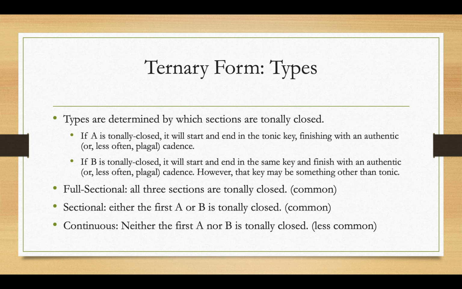Continuous ternary means that neither the first A nor the first B is tonally closed. This is less common than the other two options, but it is included enough in the repertoire that it's worth knowing about.